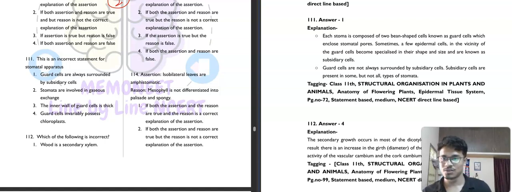Okay. So this is an incorrect statement for instrumental apparatus. So which of the following is incorrect for instrumental apparatus?